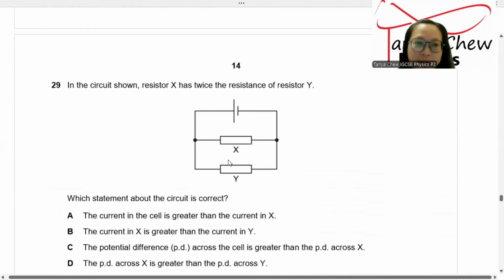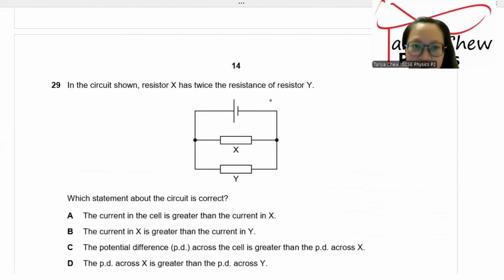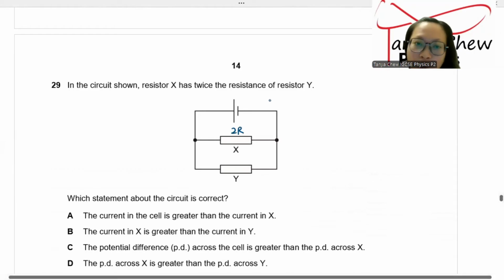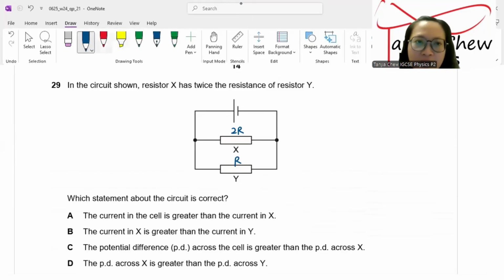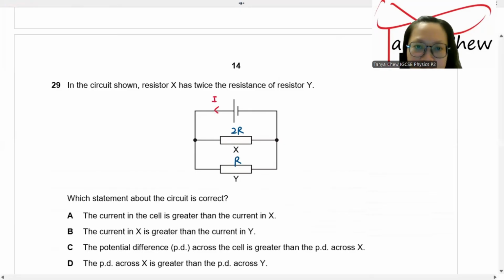Question number 29. In the circuit shown, resistor X has twice the resistance of Y. So resistance X is 2R, resistance Y is R. Just write it down. Which statement about the circuit is correct? So the current in the cell is greater than the current in the X, which is true because the total current is coming out from the cell that will split out to X and Y. Before splitting out, the current must be the largest current coming out from the cell, which is true.